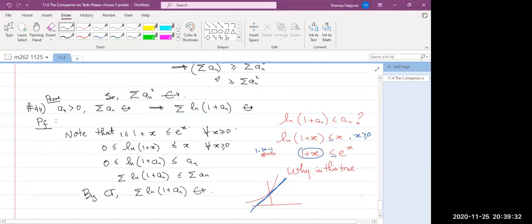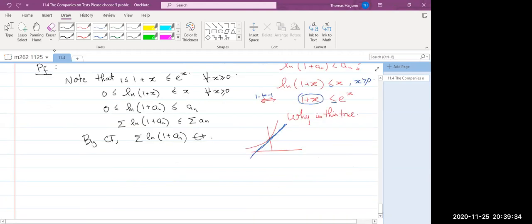Okay, one of the big issues is that I want to let you use this as a fact instead of something you need to prove. But how to show an inequality holds without looking at the graph? How do you show that's true?